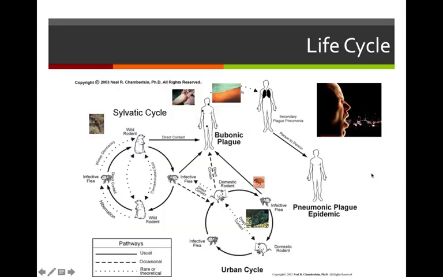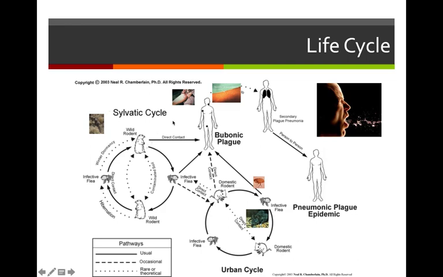There are two common plague life cycles. The first is the sylvatic or the natural life cycle. In this case, a rodent will be infected, bitten by a flea. That flea will bite another rodent, which will be bitten by another flea, which will bite another rodent, and it just keeps the cycle going and going.